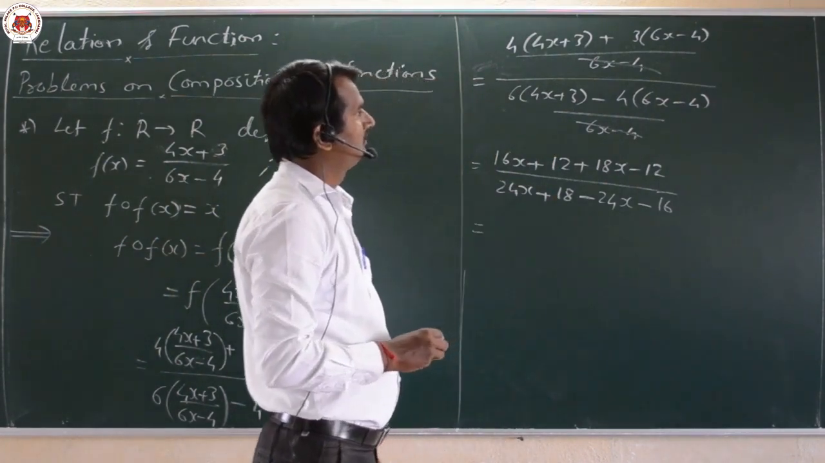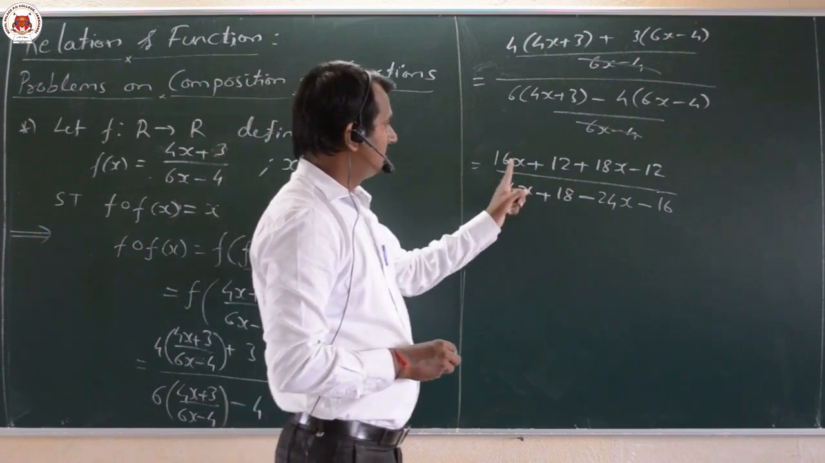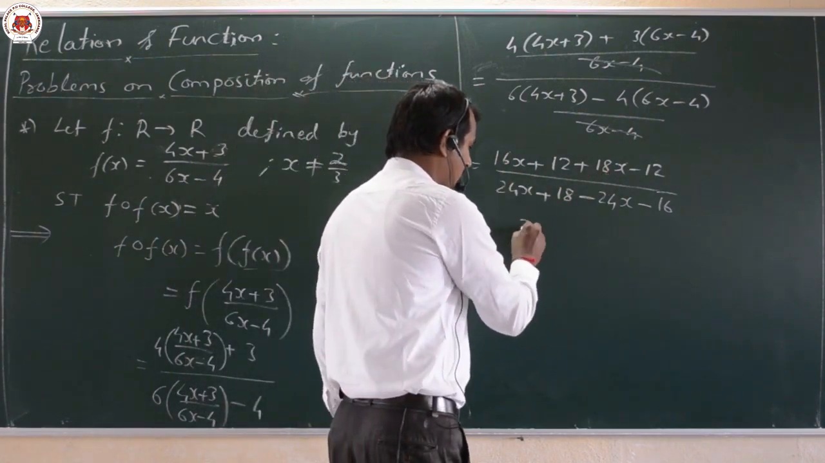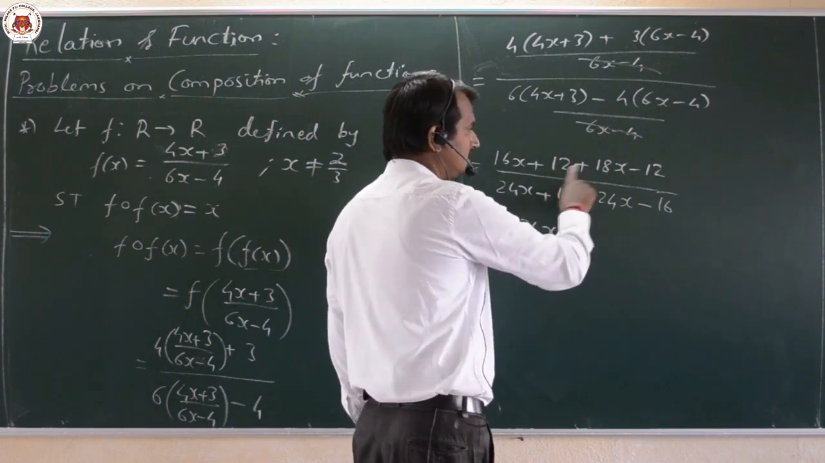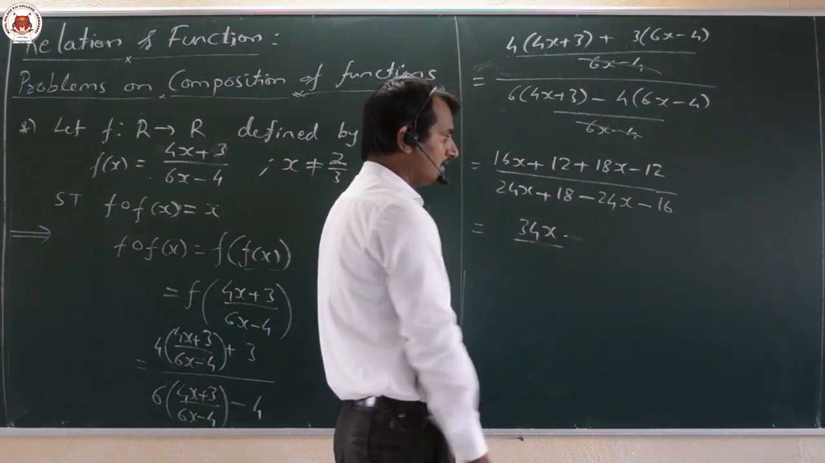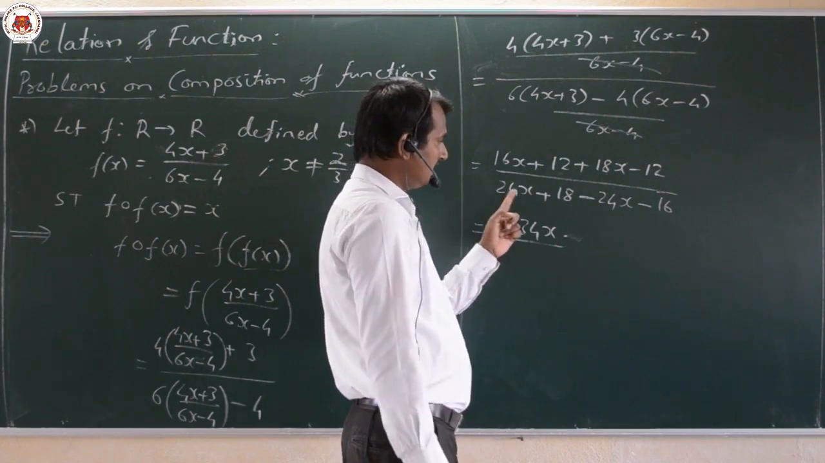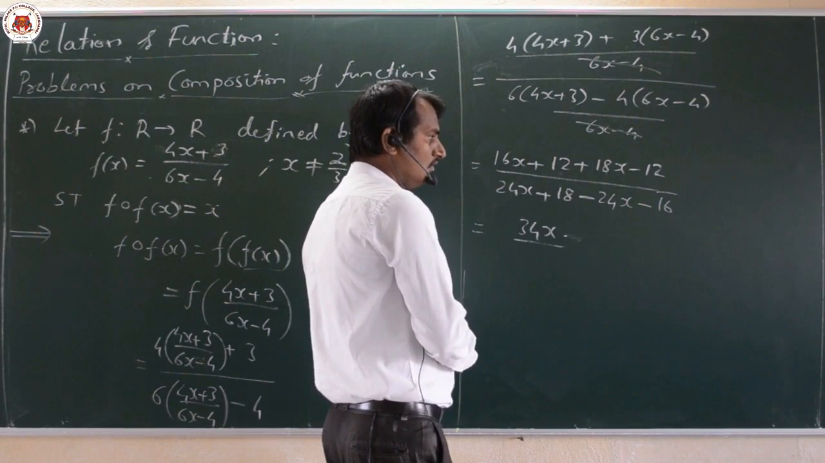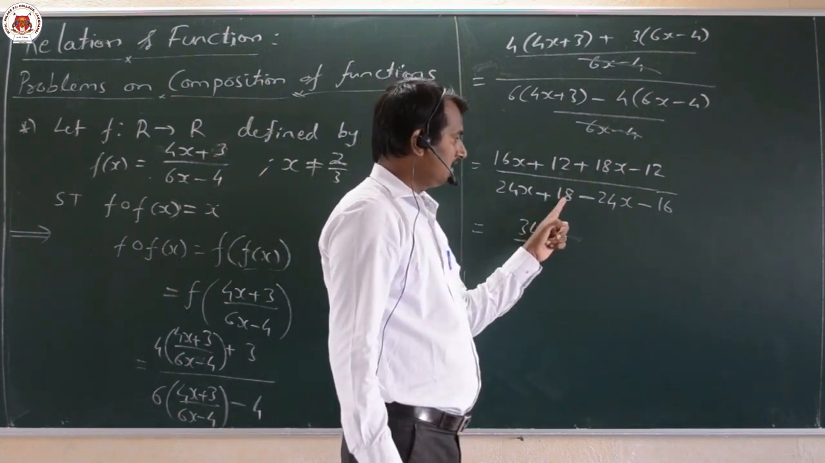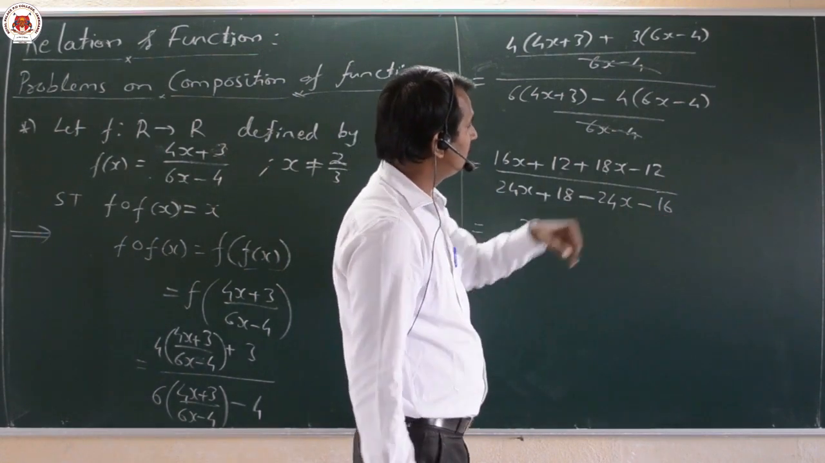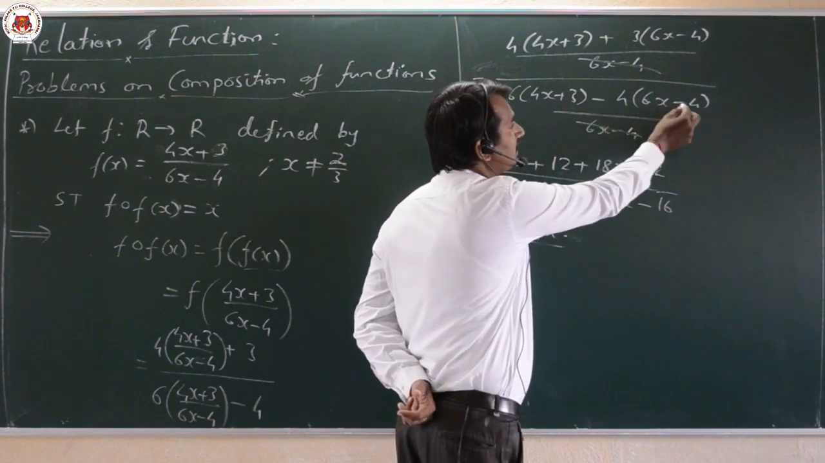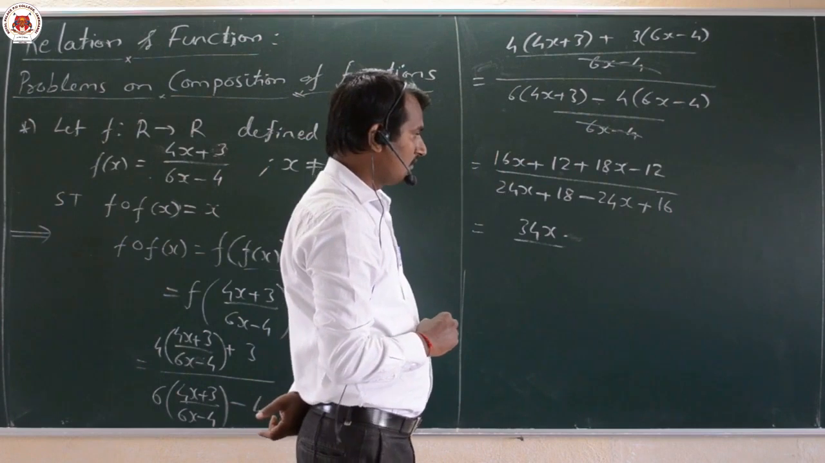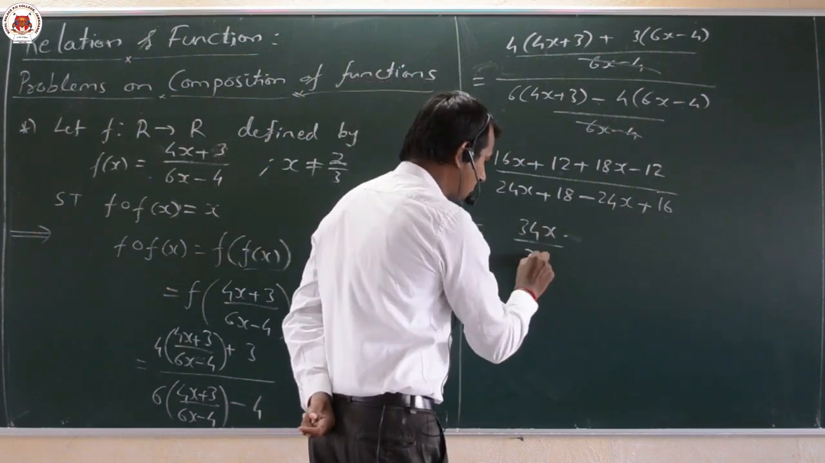Now what value shall we get, that we shall observe here. Here we can observe that 16x plus 18x, 34x, then plus 12 minus 12 gets eliminated, whole divided by, here we can observe that 24x gets cancelled. What is the remaining part here? That is 18 minus 16. One thing, I made a mistake here: minus into minus, the value will be plus here. So now what we get is 16 plus 16, 32, 34.